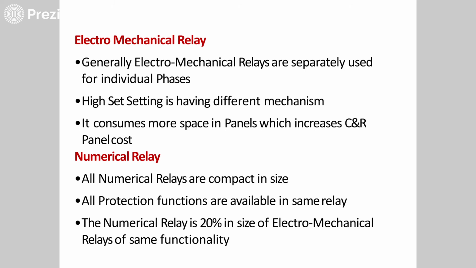So these are the differences between electromechanical and numerical relays. For electromechanical relays, for each phase you need to have one relay, whereas in a numerical relay it's not so. All the phases together will have one particular operation to be done, so only one single input is sufficient. But for electromechanical relays you need separate individual relays for each phase. And if there are individual relays for each phase, what happens to the panel? The panel size keeps on increasing, so it consumes more space.